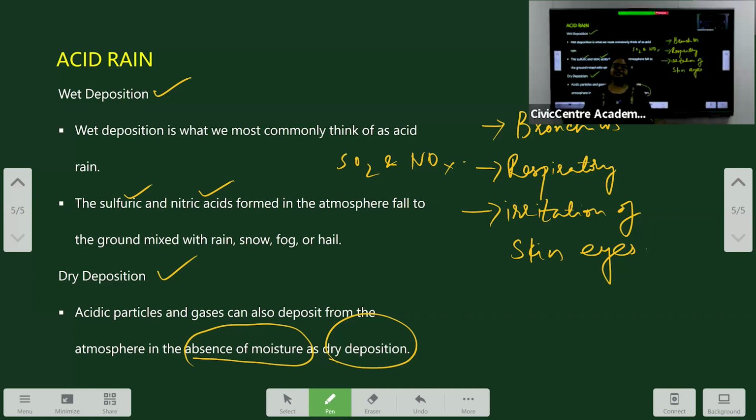So today we have discussed the concept of acid rain, how it is formed, and the types of acid rain, and also the effects of acid rain.